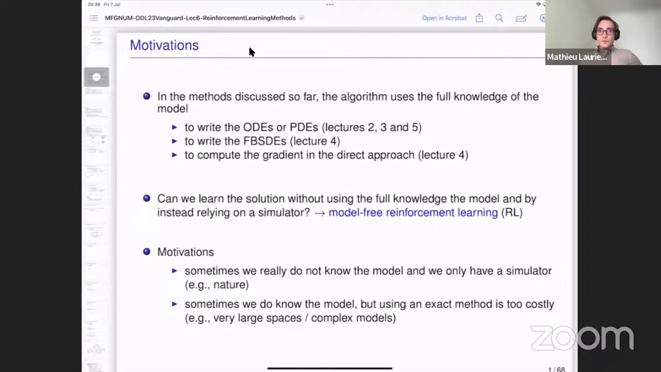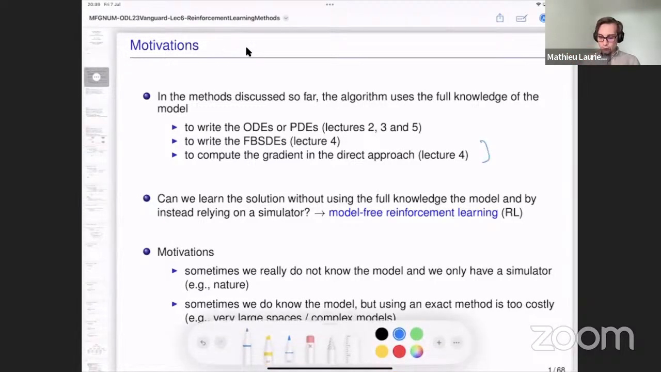In all the previous lectures, in some way or another, the numerical method was using the full knowledge of the model. In the ODE, PDE, and FBSDE, it was somewhat clear because just to write the PDE or the FBSDE, we had to know the model. We had to know the drift, the cost function, as well as the boundary conditions, etc. So we used the model in the so-called direct approach, what I called the direct approach in lecture 4.